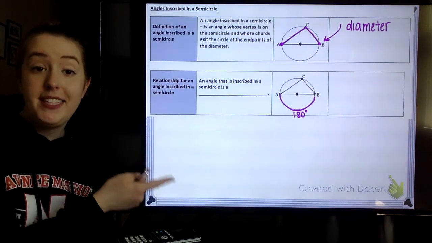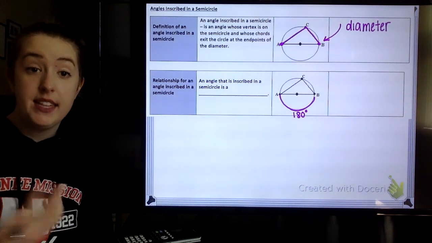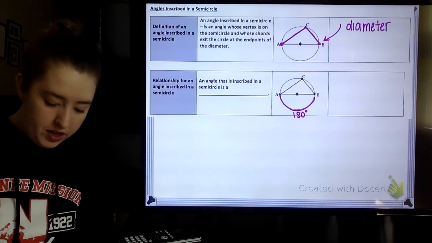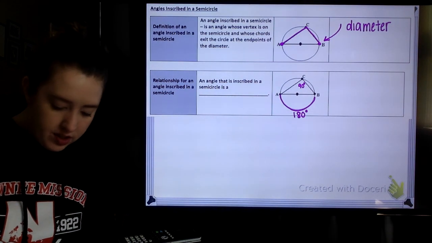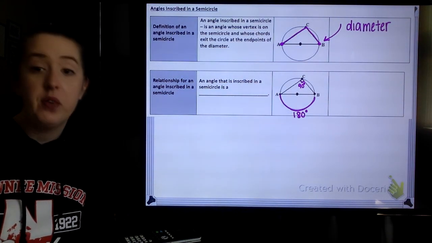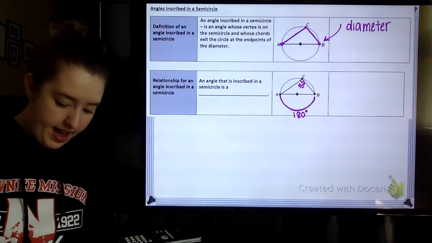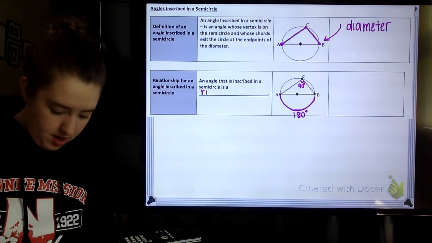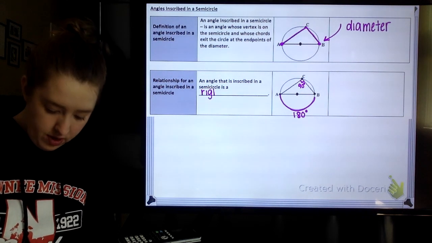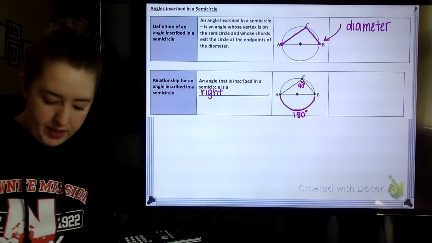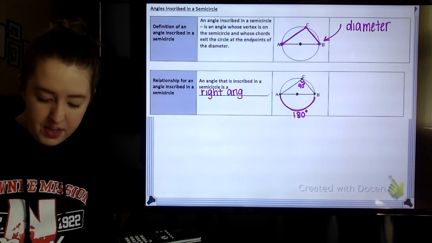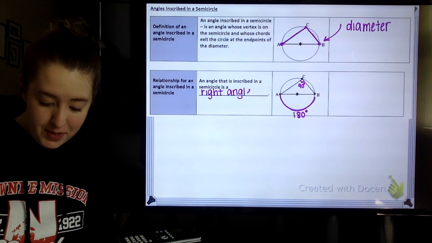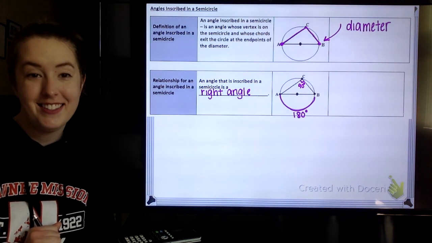So I have to take that and divide it by 2 to get the measure of angle C. 180 divided by 2 is 90. So really, we have a right angle whenever it is inscribed in a semicircle. So now we're going to have a bunch of right triangles, so that's going to be really helpful for us.